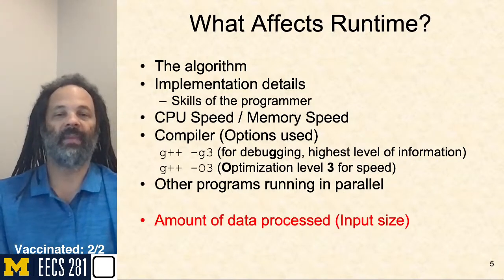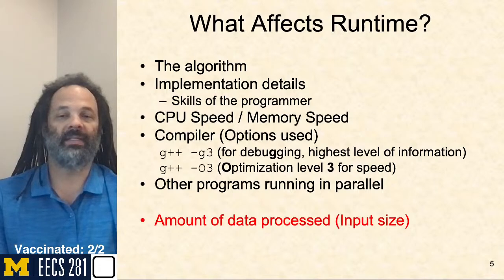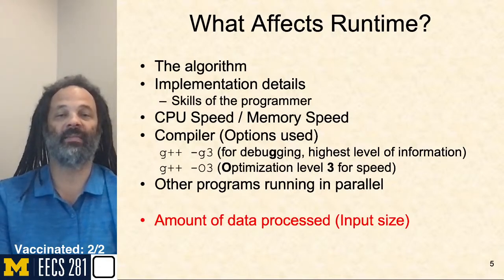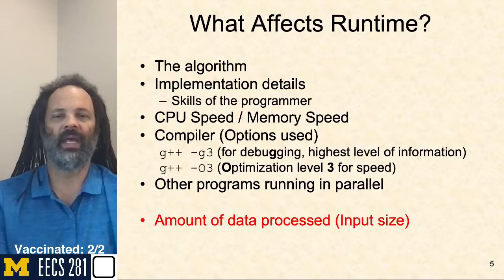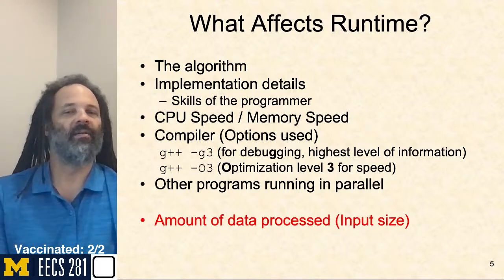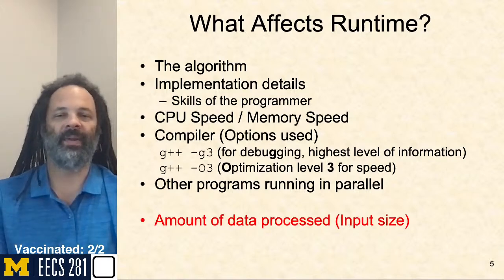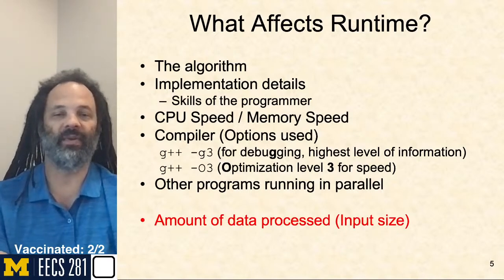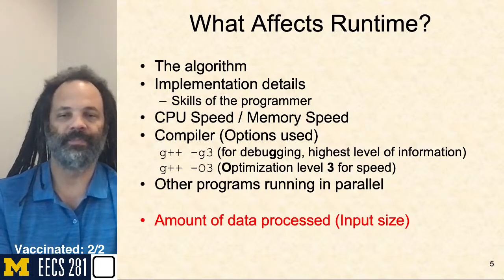CPU speed, memory speed, or hardware things, of course, affect runtime. One of those things, though, is easy enough to fix by just spending a little bit more money and buying a better machine. We can't always do that, but if there's something that's mission critical for a particular company and they've got a server from 2005, they might just upgrade the server and make a huge difference there. So that could affect runtime.